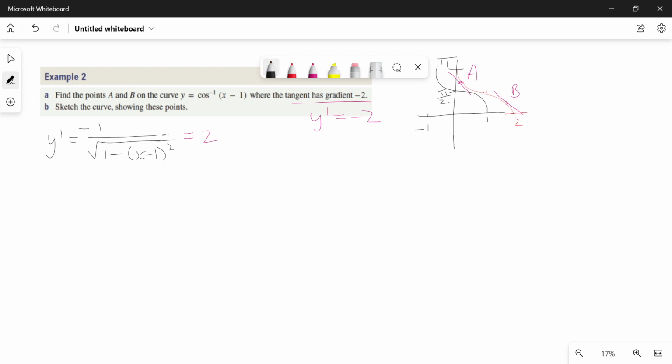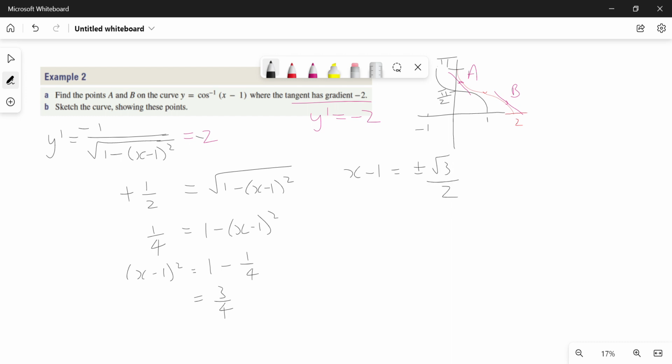So if I divide by that -2, that becomes a half, and then here I've got the square root of 1 minus x minus 1 all squared. If I square both sides, that would be a quarter, and then that's x minus 1 all squared. If I put my x minus 1 all squared on this side, and then I've got 1 minus a quarter here, I've got 3/4. So you can see if I square root both sides, I'm going to get plus or minus √3 on 2. And that gives me 1 plus or minus √3 on 2.